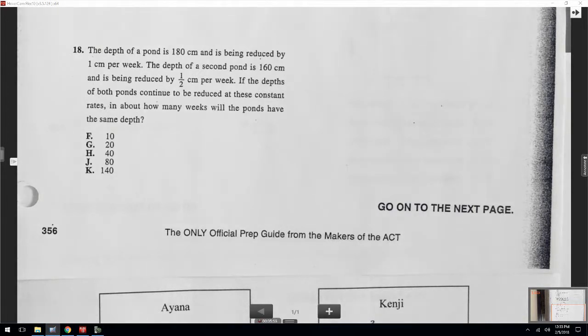So how deep is the first pond? 180, and then it's going to be reduced, which means I'm going to subtract 1 centimeter per week. Then the second pond is how deep? 160, and it's going to be reduced by a half centimeter per week. Are they okay with that so far? When I get done with everything, we'll work that out.